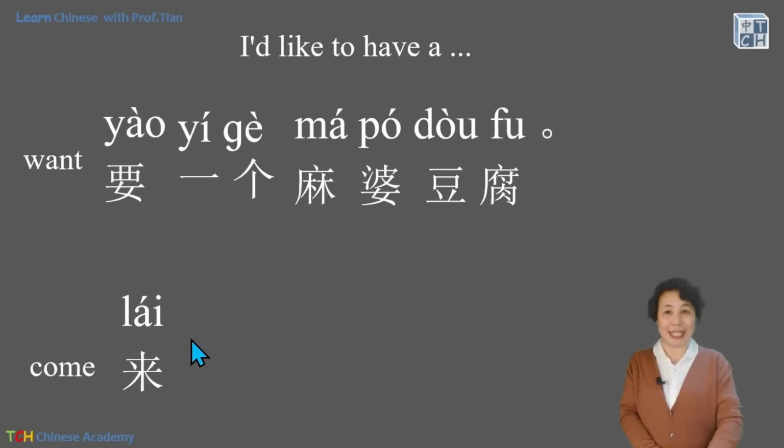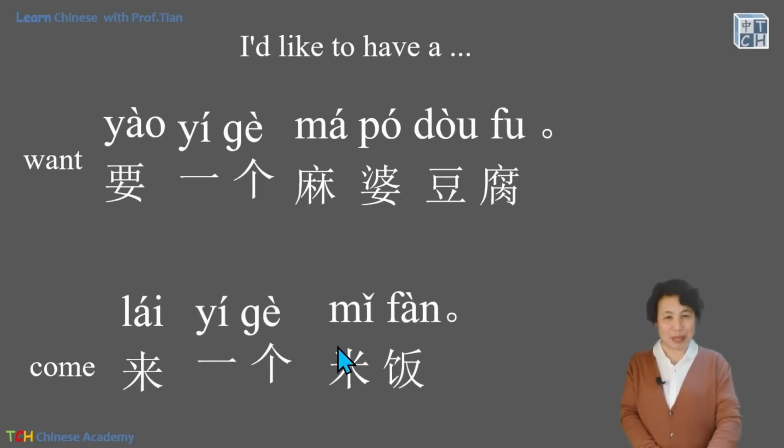Okay? What other dish do you know about Chinese food? 来一个米饭. Okay, so that is the rice, a bowl of rice. Yes, that's easy. I think 麻婆豆腐 goes well with 米饭. You will eat a lot of 米饭 with 麻婆豆腐. That's a good match. So let's try to say it one more time. 要一个麻婆豆腐，来一个米饭.